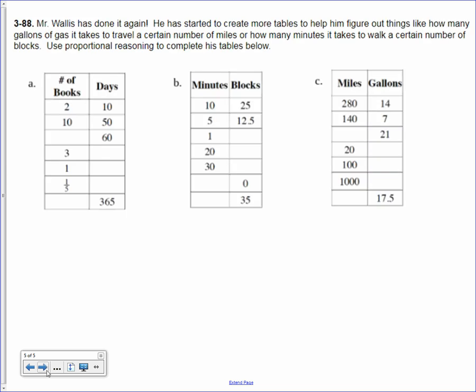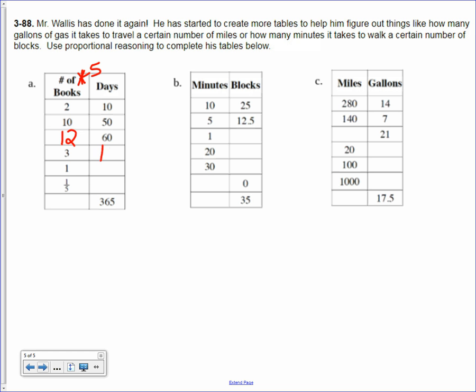For the last problem, Mr. Wallace has done it again. He's created more tables. Use proportional reasoning. So the first thing I did was try to figure out what was happening, what was being multiplied. So if I did 2 times what number is 10, it's 5. So 10 times 5 is 50. So I'm taking the number of books times 5. So 12 times 5 is going to give me 60.